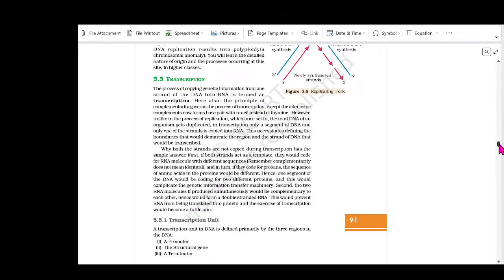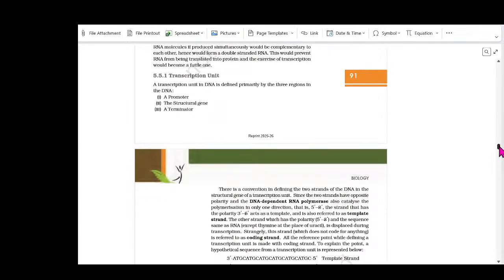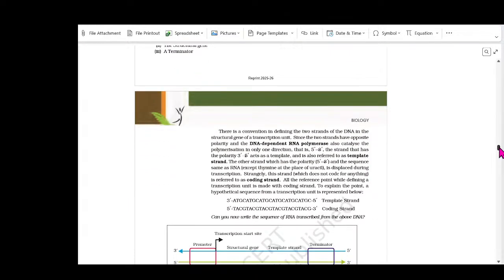5.5.1 Transcription Unit. A transcription unit in DNA is defined primarily by three regions in the DNA: a promoter, the structural gene, and a terminator. There is a convention in defining the two strands of the DNA in the structural gene of a transcription unit. Since the two strands have opposite polarity and the DNA-dependent RNA polymerase also catalyzes the polymerization in only one direction, that is 5' to 3'.